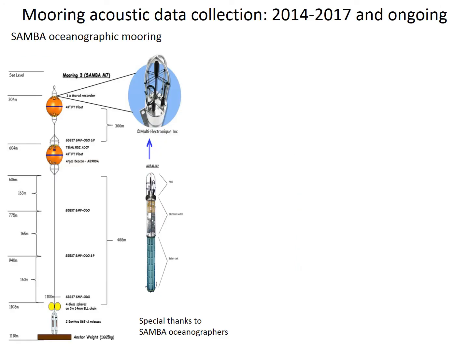So how did we collect this data in South Africa? We used moorings for collecting data for most recent studies, which were collected on oceanographic moorings, which had a whole suite of oceanographic instruments, and then on the top buoy, which was about 300 in this case, a hydrophone was deployed. The ORAL comprised a hydrophone, a mini computer, and a battery pack that supported it for the whole duration of the deployment.